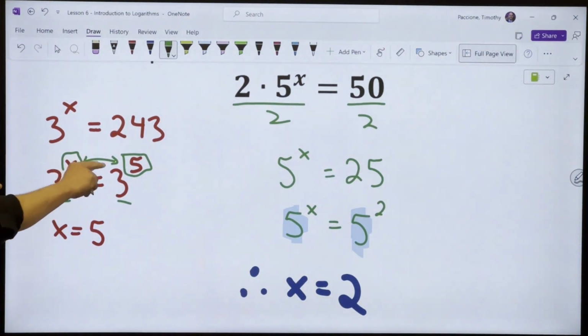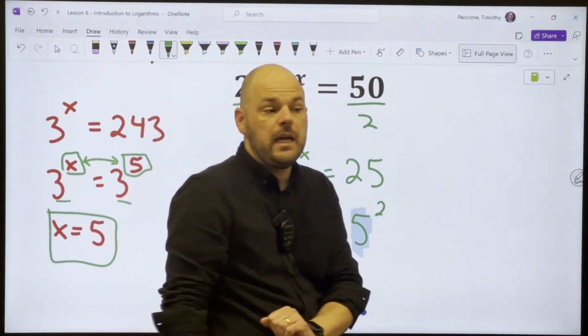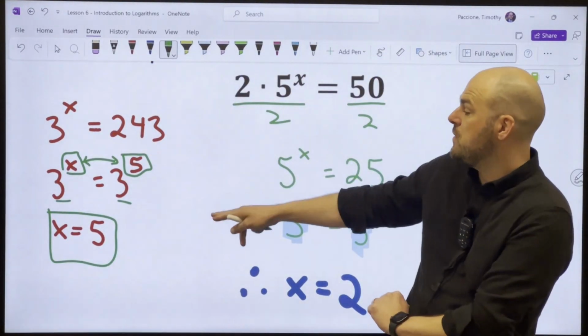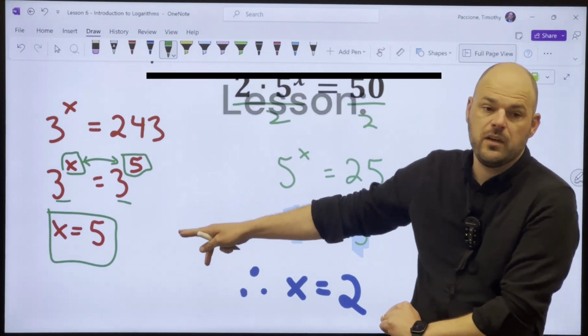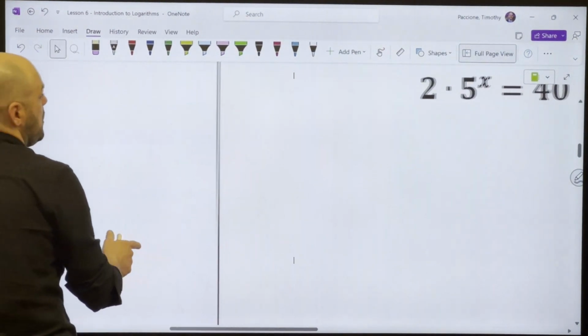They can be crazy here and crazy here, but we make a new equation and we solve that. This was already solved, so we're good. Okay? Kind, right? Because it's a base 5 or a base 3. We got there, right? Now let's look at a less kind problem.